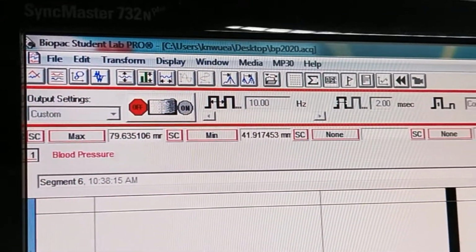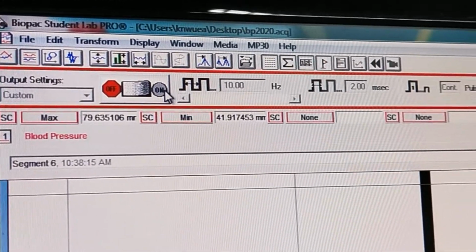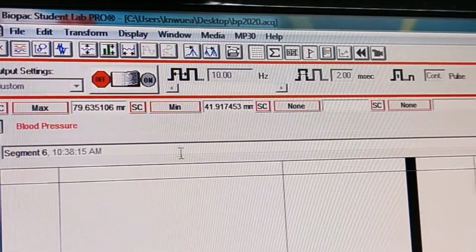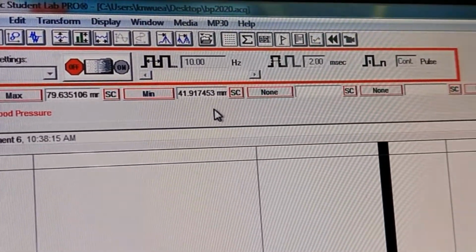From here you can see that the systolic blood pressure of the rat is around 79.63, and the diastolic blood pressure of the rat is around 41.92.